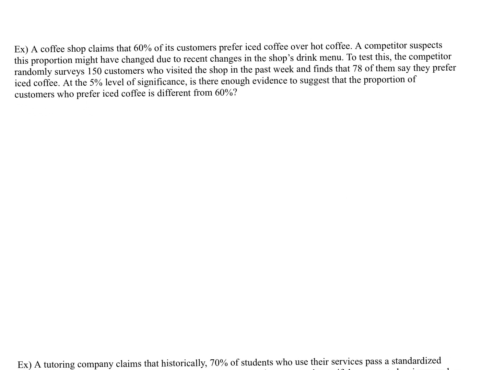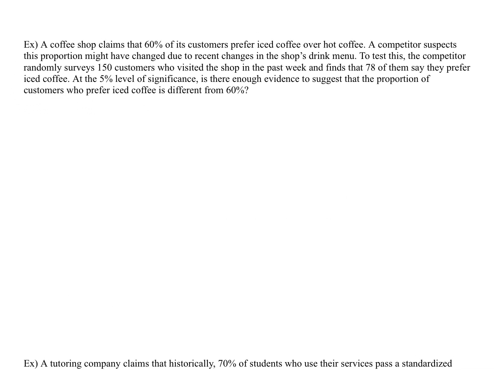For our next example, we have that a coffee shop claims that 60% of its customers prefer iced coffee over hot coffee. A competitor suspects that this proportion might have changed due to recent changes in the shop's drink menu. To test this, the competitor randomly surveys 150 customers who visit the shop in the past week and finds that 78 of them say they prefer iced coffee. At the 5% level of significance, is there enough evidence to suggest that the proportion of customers who prefer iced coffee is different from 60%?